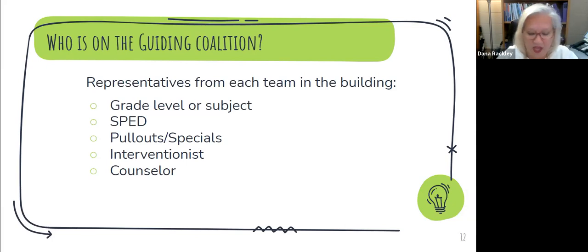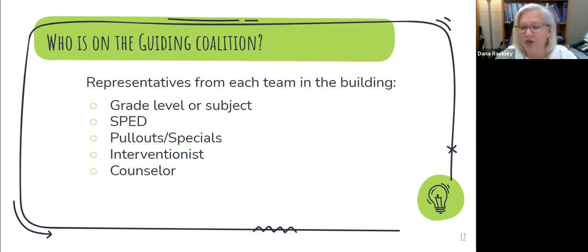Who are those keepers of the process and giving everyone a voice? There's a representative from every grade level or subject area, depending on what you are. But since you're kindergarten, you're not divided into subject areas. But part of your guiding coalition, you have a representative from the kindergarten team, from the first grade team, from the second grade team. You also have a representative from the SPED department, your pullouts or your specials, whatever you call your PE teacher and your music teacher. One of those is present on the team, someone from your intervention team, your counselor.